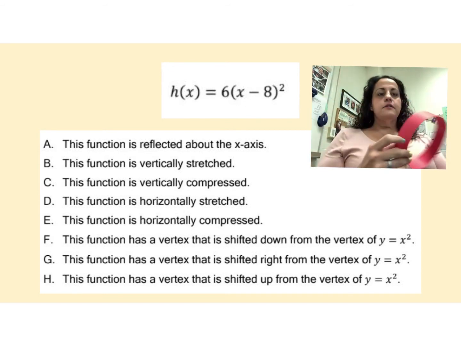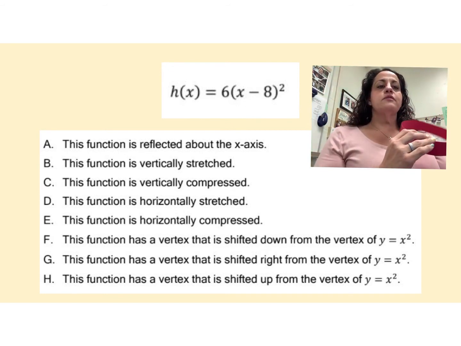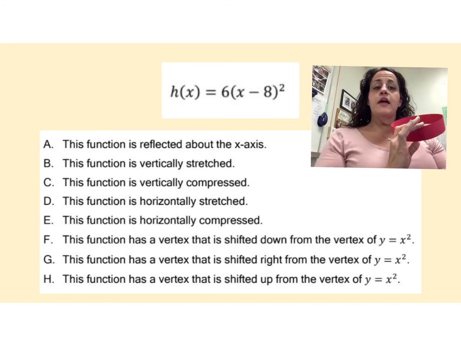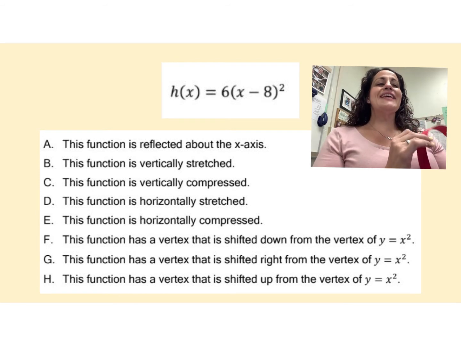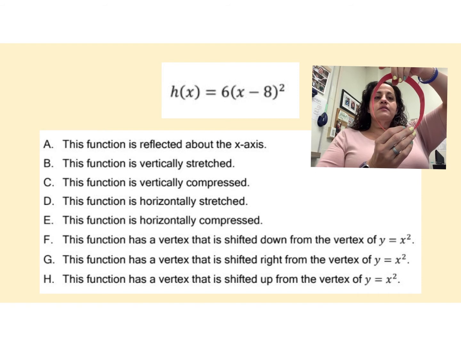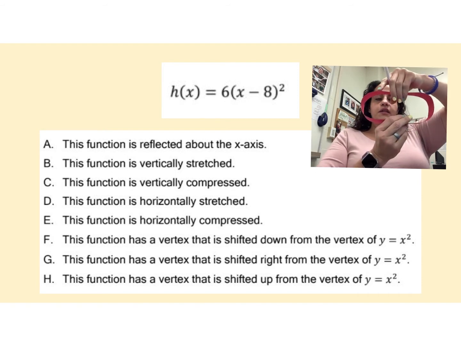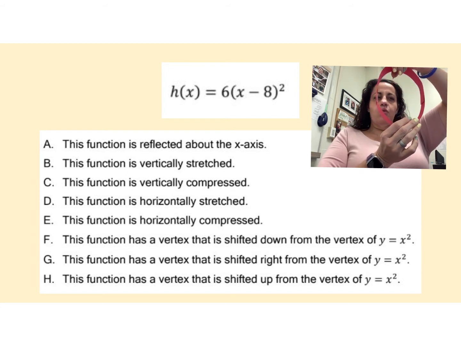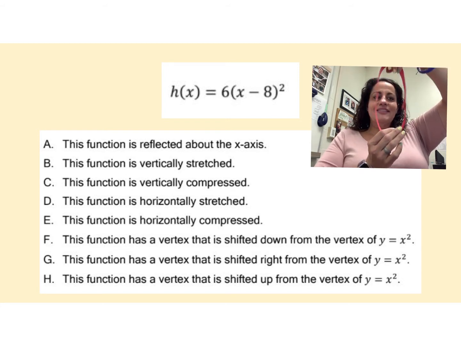All right, here's another one. This time there is nothing negative, so we don't have a reflection. We have 6 hanging outside, so we're talking vertical, so that's good. Vertical means we're either stretching or compressing. 6 is a larger value, so it's going to be exactly what you think. You're going to stretch vertically.